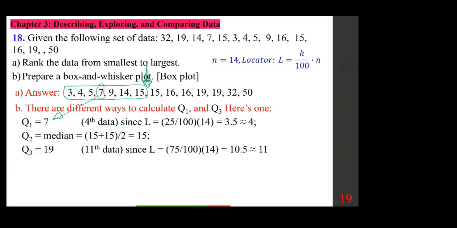The median is very simple, just the method that we've discussed. It repeats everywhere and it never changes for anyone. So 15 plus 15 divided by 2, the median is very obvious. So the median gives us this.